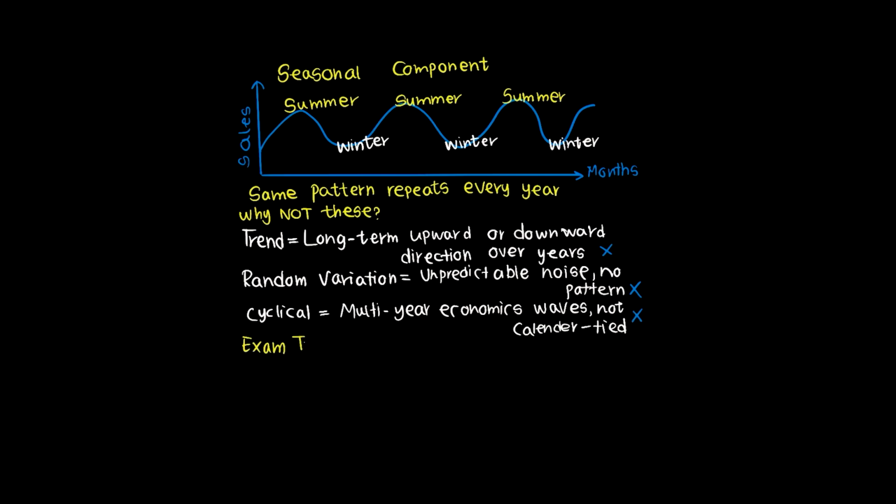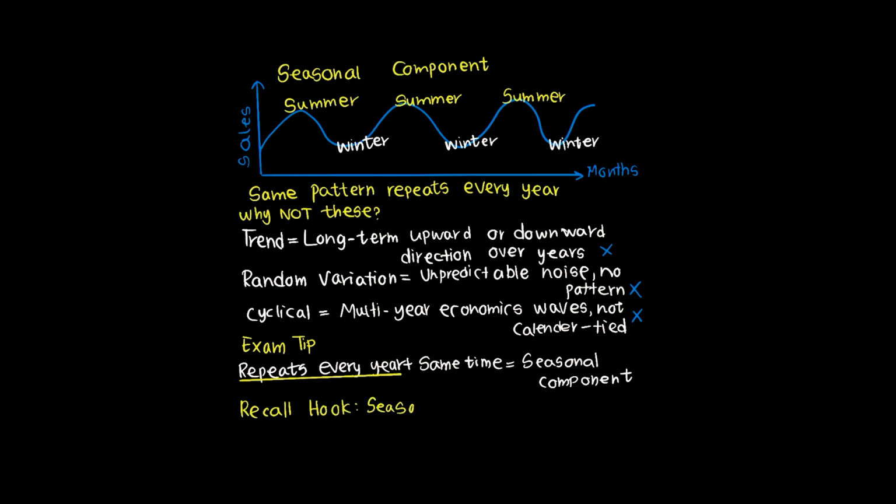Here's a WGU C215 OA exam tip for you. When the question describes a demand pattern that repeats at the same time every year, summer surges, holiday spikes, winter drops, that is the seasonal component. Quick recall hook: seasonal equals same time, same pattern, every single year.